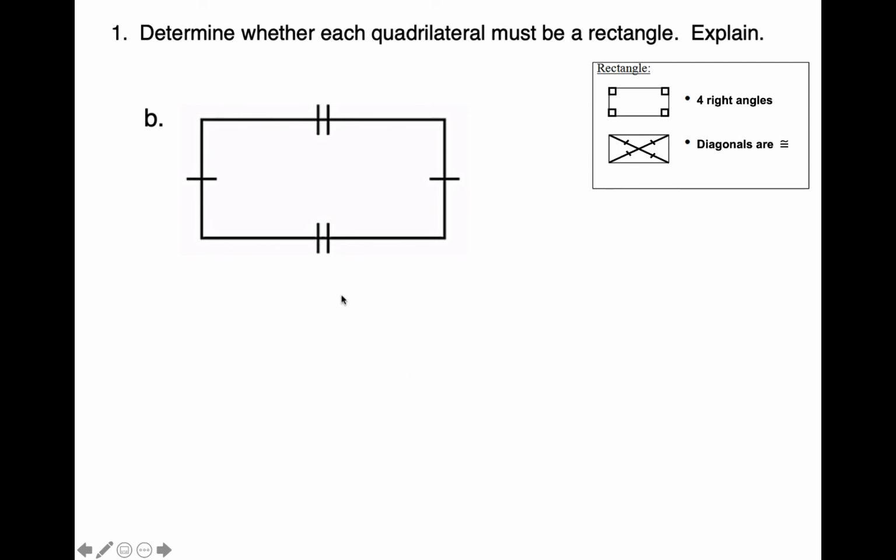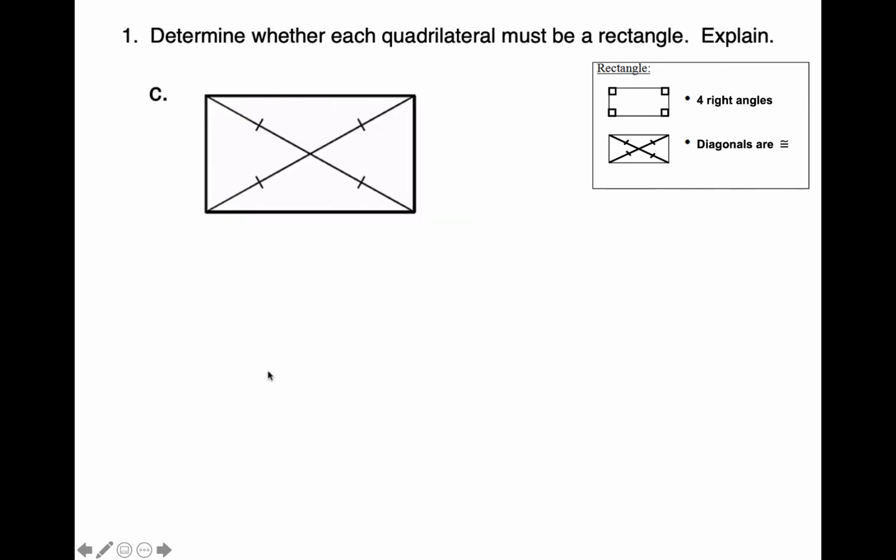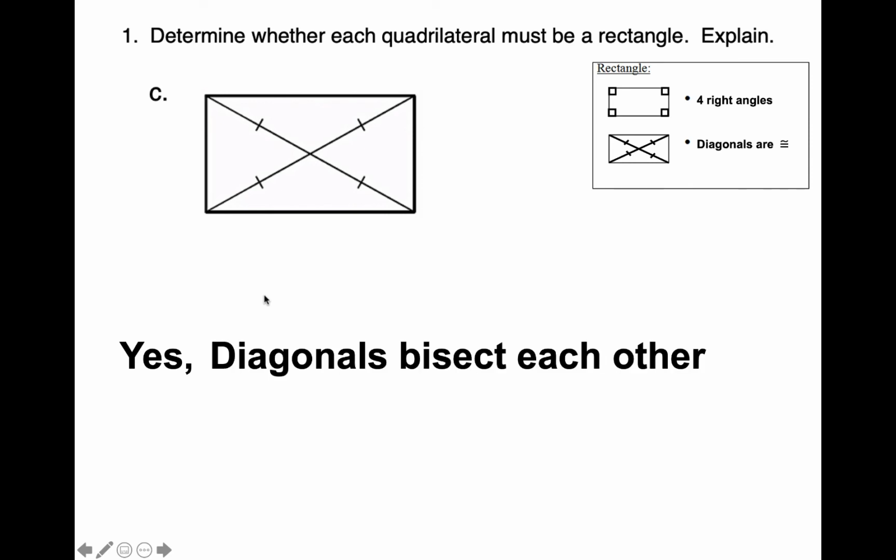For part B, we don't have any right angles marked, and we don't have any information on the diagonals. It looks like a rectangle, but nothing's marked like it should be. So we don't have enough information to say that this is a rectangle, so we can't say that. And in C, I don't have my right angles, but notice the diagonals are congruent. So yes, this is a rectangle because the diagonals bisect each other and are congruent.